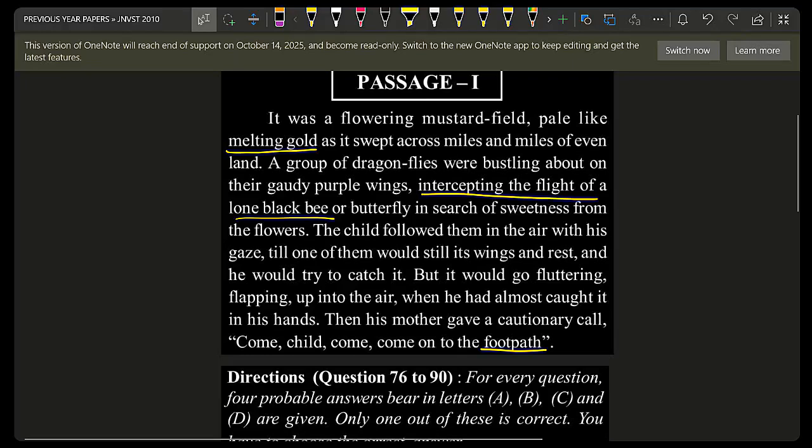Sharath? Sir, cautionary call means? Cautionary call means suppose when somebody is in danger, then they will tell them that there is a danger in front, then you take care of yourself. That is giving caution. Okay, sir.